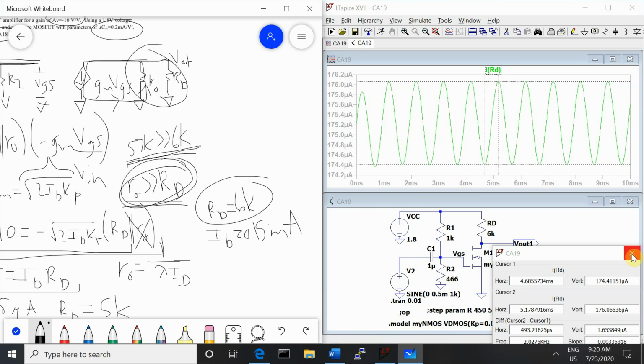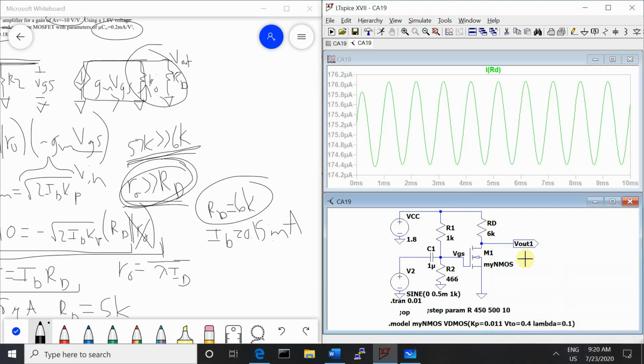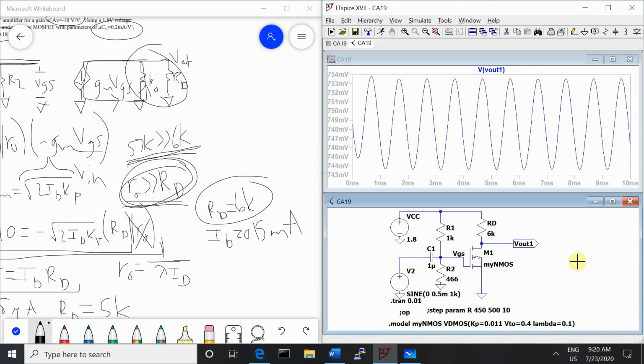So we've now checked all of our conditions. We have the gain of 10 that we were looking for. And this is our solution.